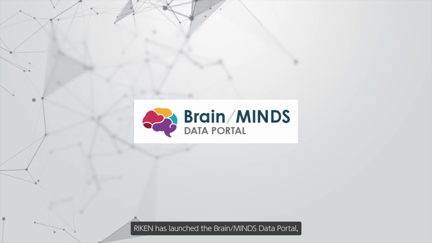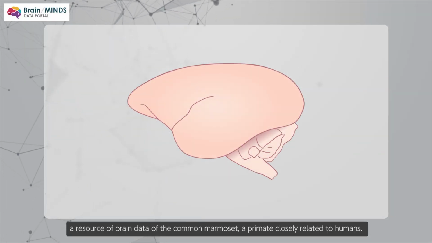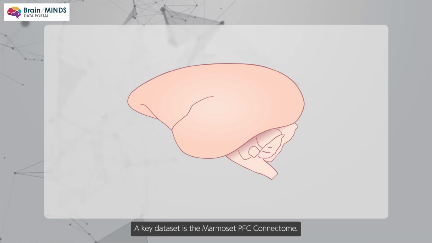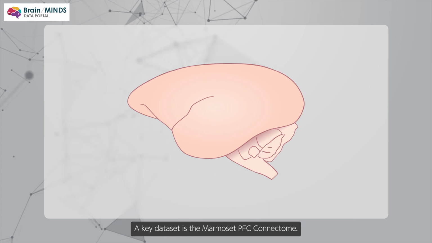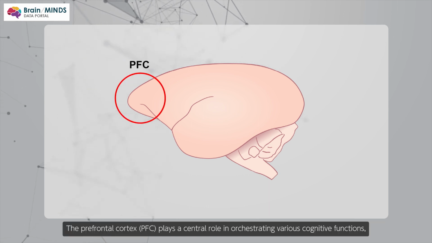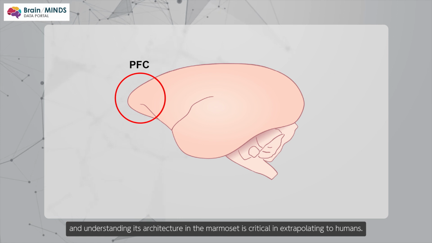Riken has launched the Brain Minds Data Portal, a resource of brain data of the common marmoset, a primate closely related to humans. A key dataset is the marmoset PFC connectome. The prefrontal cortex, or PFC, plays a central role in orchestrating various cognitive functions, and understanding its architecture in the marmoset is critical in extrapolating to humans.